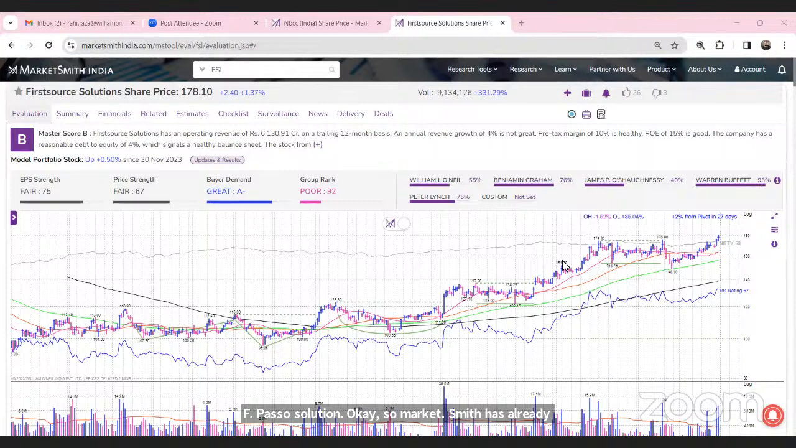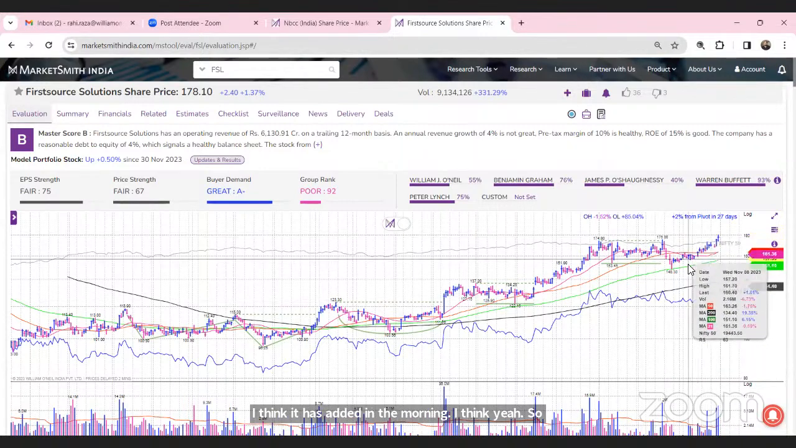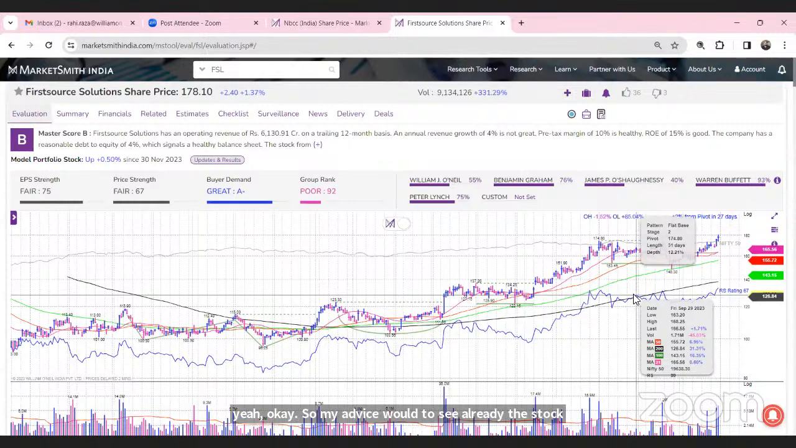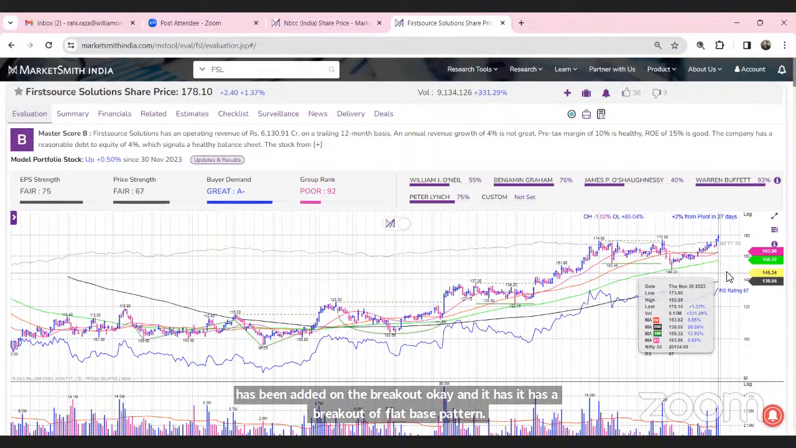I think it was added in the morning. So my advice would be to see that the stock has already been added on the breakout, and it has a breakout of a flat base pattern. So I think the stock is looking good.